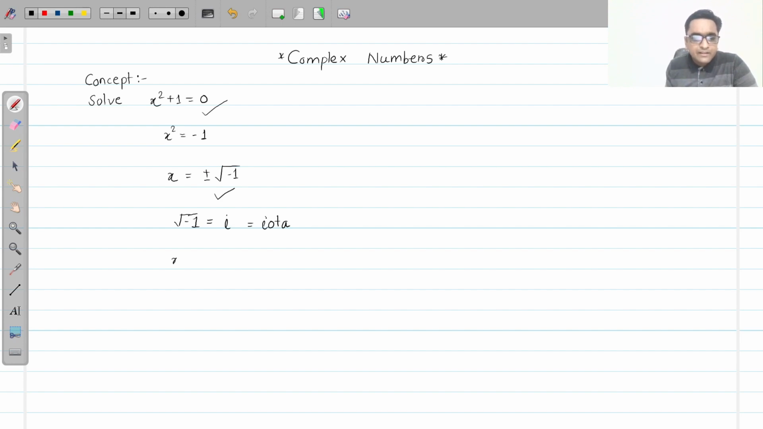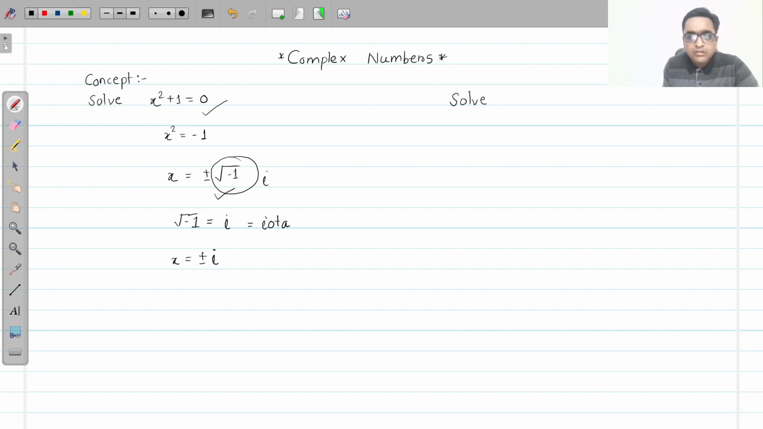So we can write it as x is equal to plus minus i. So simply the roots of the equation x square plus 1 is equal to 0 are x is equal to i and x is equal to minus i. But this is a simple one. We have simply put under root of minus 1 is equal to i, and this i should solve our problem. Let us see another example.